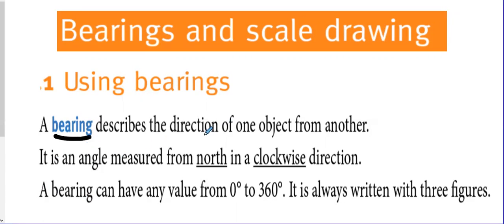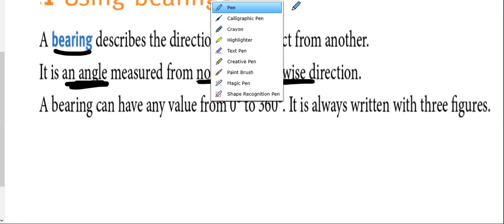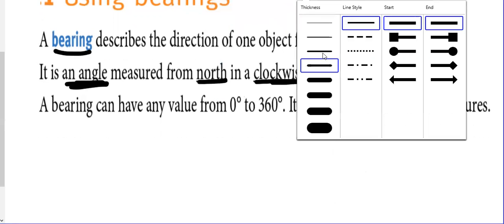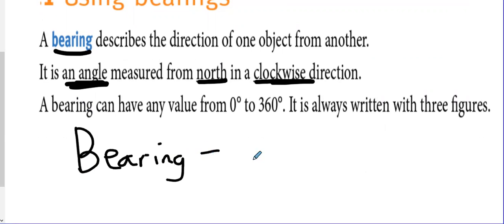Bearing, in other words, is nothing but an angle. When you are told to find the bearing, it is nothing but an angle, and this angle is measured from North in a clockwise direction. That is what we'll be doing today. So bearing is an angle. When we say calculate the bearing, we mean find the angle.